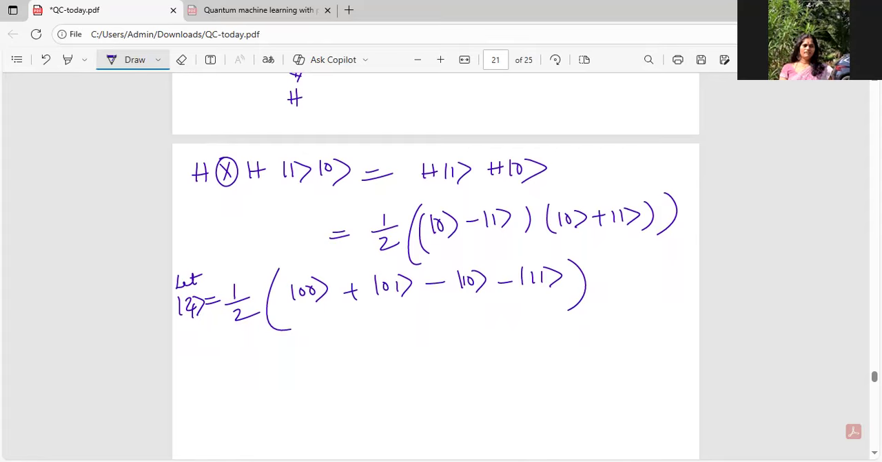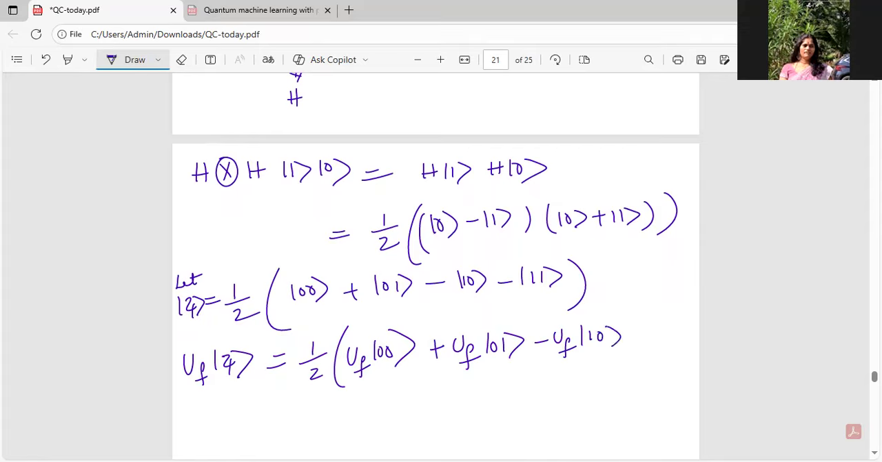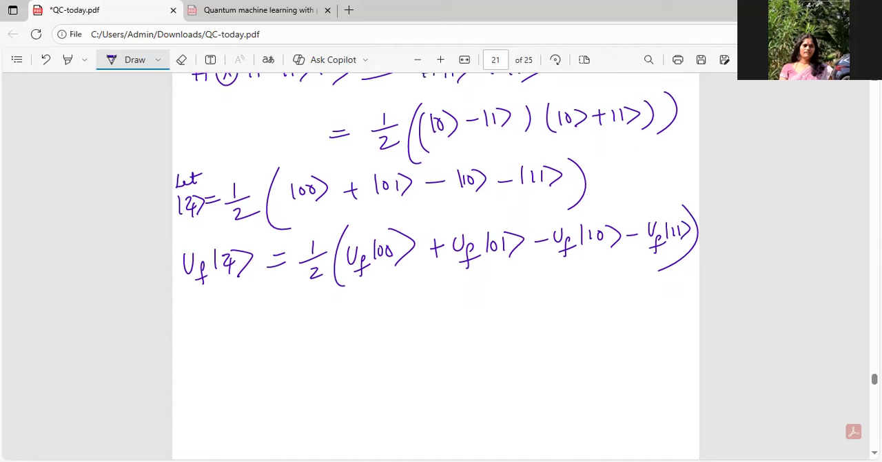Okay. Now, what I'll apply? U_f of ket psi is what I will do. Okay. So, what happens? Half U_f of ket 0, 0 minus U_f of ket 0, 1. No, plus 1. Minus U_f of ket 1, 0 minus U_f of ket 1, 1, guys. Okay? Now, how does this operator work? Unitary operator, how does it work? Just see here, I will write the outputs. Then we will know.